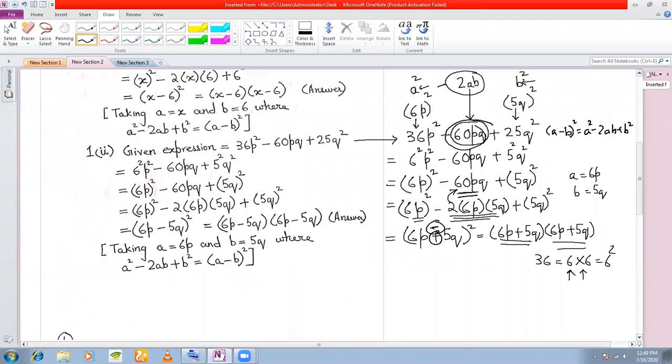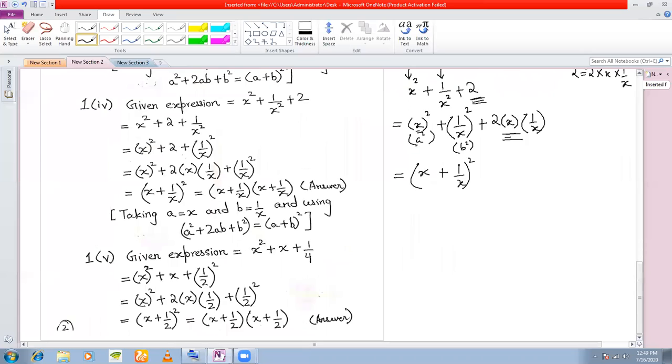In fact, the only difference between a minus b whole square and a plus b whole square is the 2ab term, isn't it? Because see, a square and b square remain as they are. A square plus b square plus a square plus b square. But the only difference is with the 2ab term. So in writing a plus b or a minus b, you just have to see the sign of 2ab. Okay. So let us proceed now.